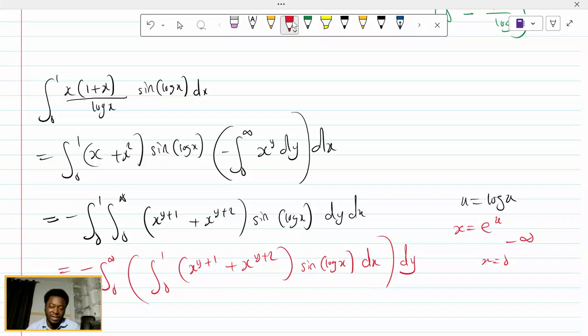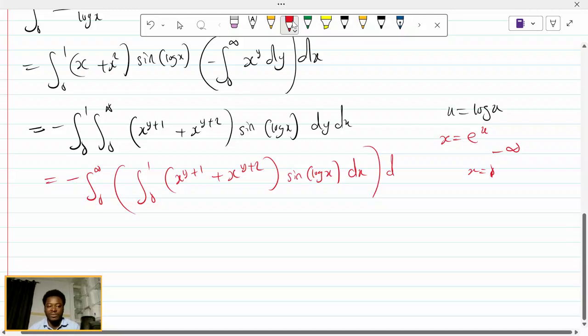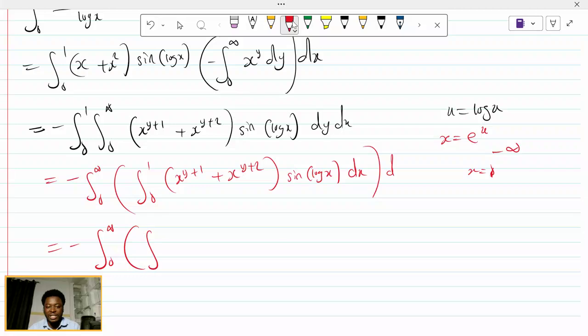Now here, observe closely that if you take u to be log x, then the limit of integration is from 0 to 1. For when x is 0, u will be negative infinity, and when x is 1, u has to be 0. So basically, you would end up with a negative integral from 0 to infinity of what? Now you have the integral from negative infinity to 0. Then you would have e to the y plus 1 sine u.